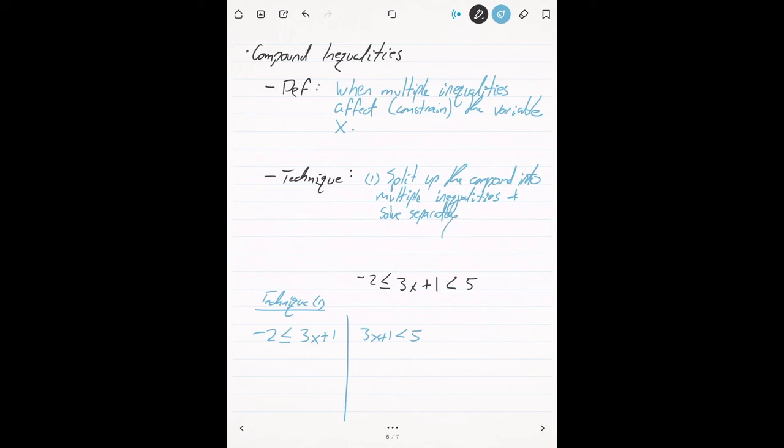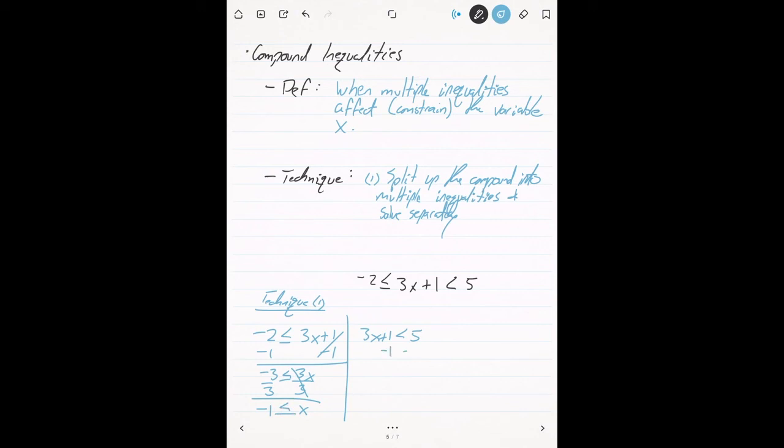So let's solve these separately. Let's subtract 1 from both sides. We get negative 3 is less than or equal to 3x. I'm going to divide both sides by 3, and we get x greater than or equal to negative 1. I didn't flip the sign here, okay? Make sure you recognize that we don't need to flip the sign because we divided by a positive number.